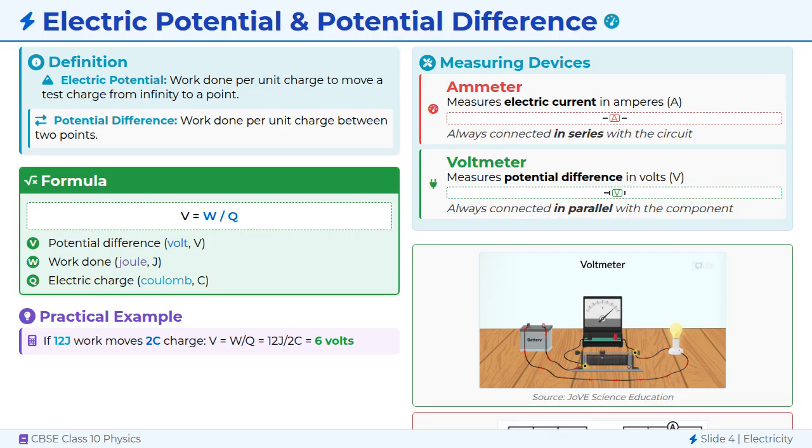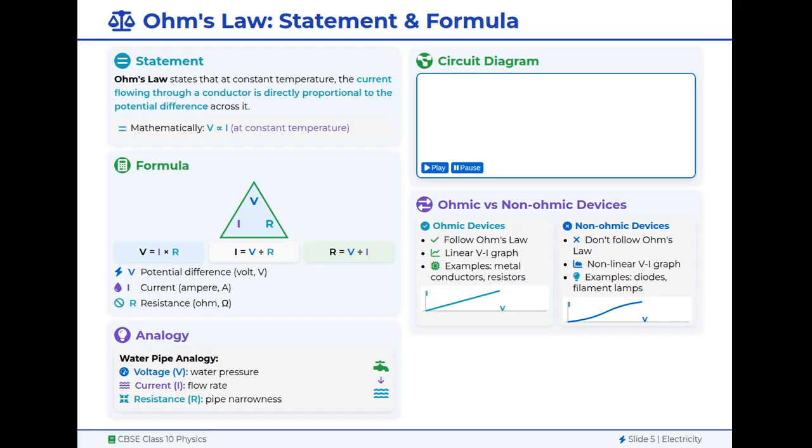So what gives these charges the impetus to flow? That force is the electric potential difference, or as it's more commonly known, voltage. Imagine it as the electrical pressure that pushes the charges through a circuit. It's defined as the work done to move a unit charge from one point to another. Its formula is V equals W divided by Q. We measure potential difference in volts using a device called a voltmeter, which is always connected in parallel across the 2 points you're interested in.